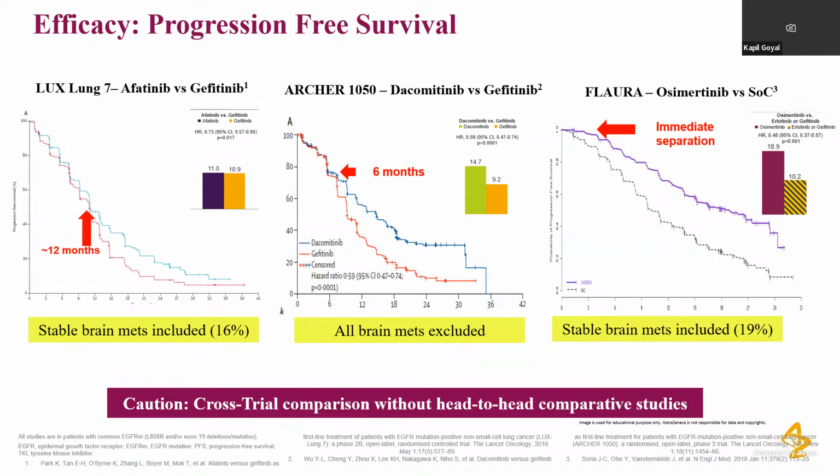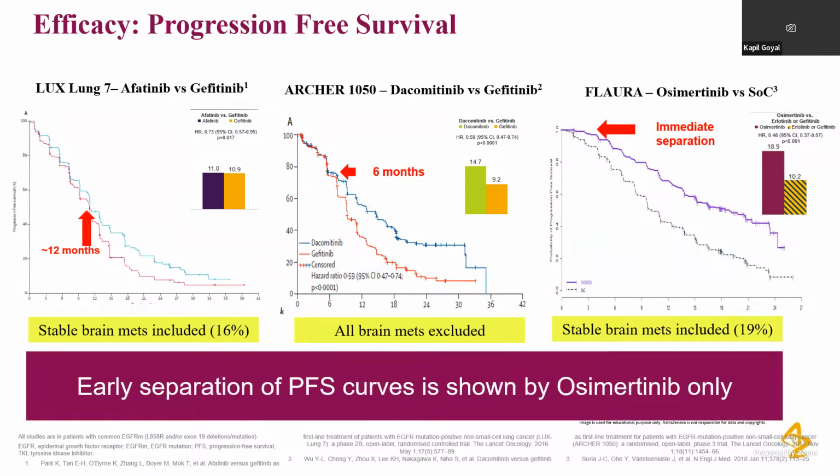Similarly, in the ARCHER 1050 trial, we see the curves started separating after 6 months of the therapy. While in the FLAURA trial, with osimertinib and the standard of care erlotinib or gefitinib, the curves started separating right at the beginning, and it included the stable brain metastasis patients also, which constituted roughly 20% of the population. And in the Lux-Lung afatinib trial, the stable brain metastases were included, which were 16% of the total population, while in the dacomitinib trial, all brain metastases were excluded. Although we cannot make a definite conclusion based upon the cross-trial comparison, it just gives us the rough idea that osimertinib is effective starting from the treatment.